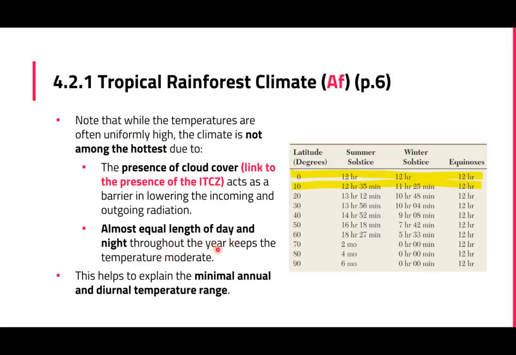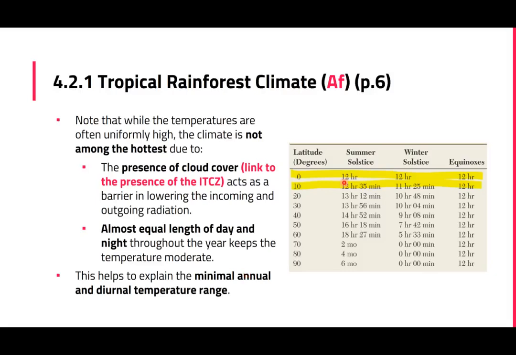So it keeps temperature moderate, right? Because they don't have such long hours in summer, leading to very, very high temperatures in summer. And it does not also have such short days in winter, leading to very low temperatures in winter. And that's why in AF climates, we would say that temperatures are uniformly high throughout the year. Okay, and therefore, the annual and diurnal temperature range are quite minimal, especially in comparison to the other climatic types, which we will learn later.